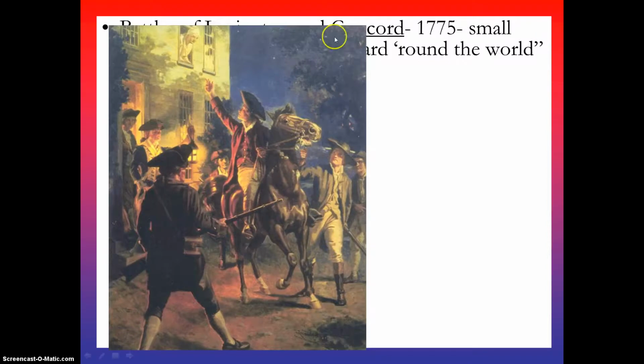This is the picture, well, a painting of Paul Revere, you know, on his ride to go around and say, the British are coming, the British are coming.